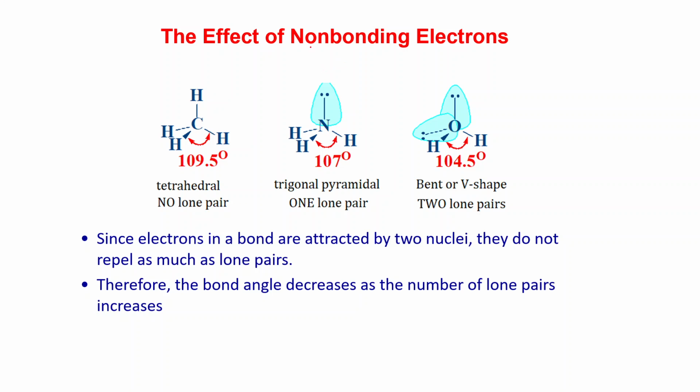Now, effect of non-bonding electrons. Okay, according to VSEPR theory, electron pairs repel each other, and this repulsion is in this order. Lone pair-lone pair repulsion is more compared to lone pair-bond pair, and this is more compared to bond pair-bond pair.